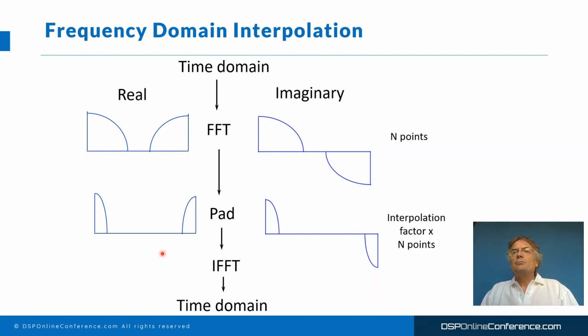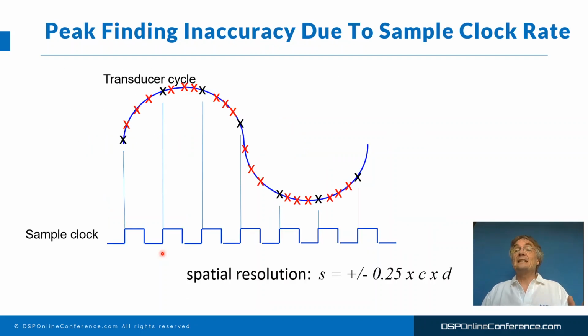If we take our real and imaginary data samples in the time domain, we perform our fast Fourier transform, we get the data into the frequency domain with our N-point array. When we zero pad or interpolate, we get a factor of x multiplication on the length of the array. When we perform the inverse fast Fourier transform on that data, we end up adding in these extra samples, these filtered samples, into our time domain sequence.